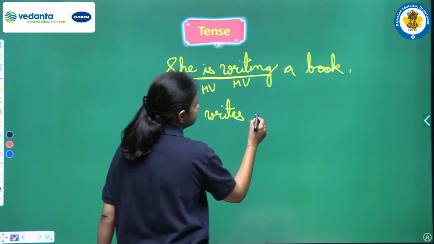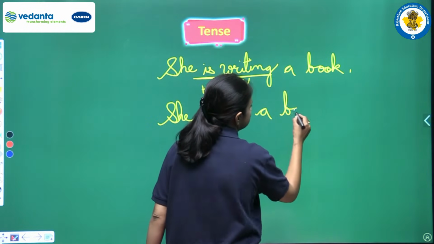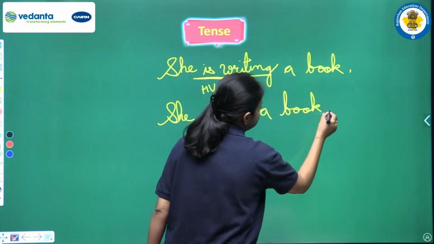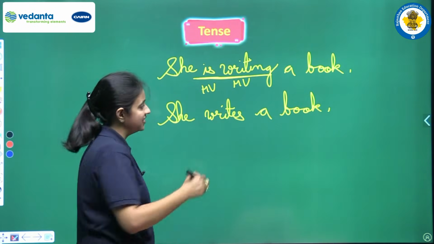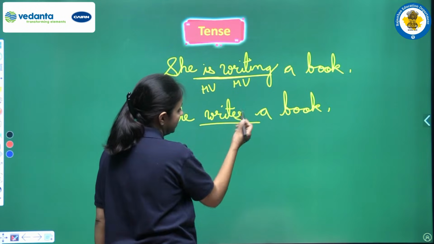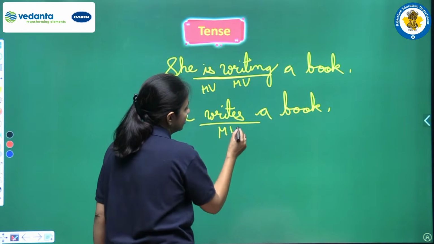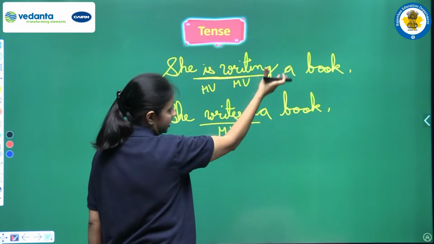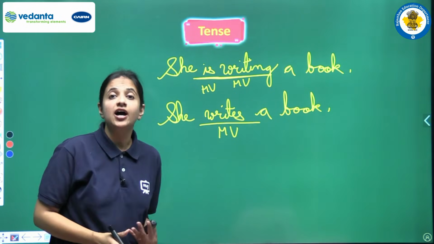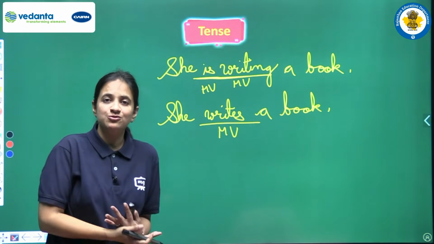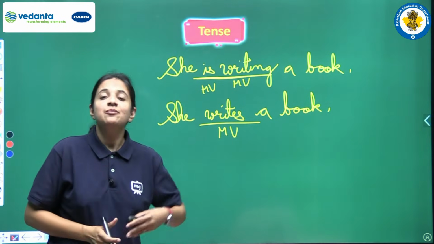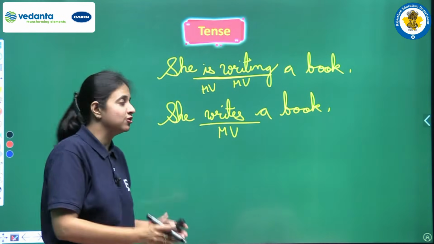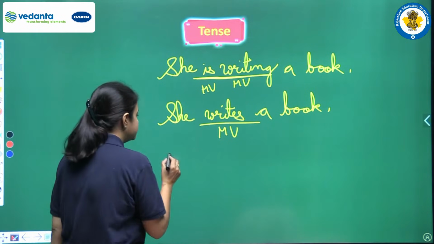she writes a book. So now we can see that we are having a different form of write in this sentence, and here we are having writes as a main verb. Here we are having writing, and here we are having write. So these are the different forms of the same verb. Okay, the verb is the same, that is write, but we are having different forms of write.